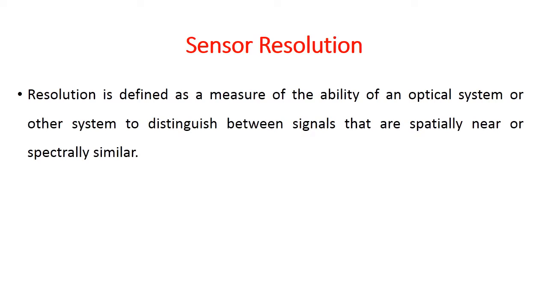What is sensor resolution? Resolution is defined as a measure of the ability of an optical system or other system to distinguish between signals that are spatially near or spectrally similar. Means resolution can be defined as the ability of an optical system to distinguish between two signals, with reference to the location nearby or the spectral value having the similarity.